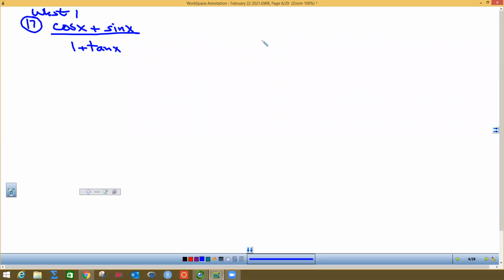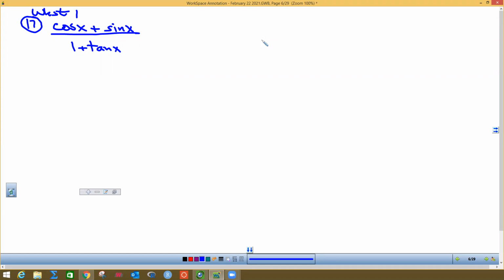All right, what's the first thing we do? First thing we do. I gave you 3 steps. They're in your notes. What's the first thing it says to do? Put everything in terms of sine and cosine.